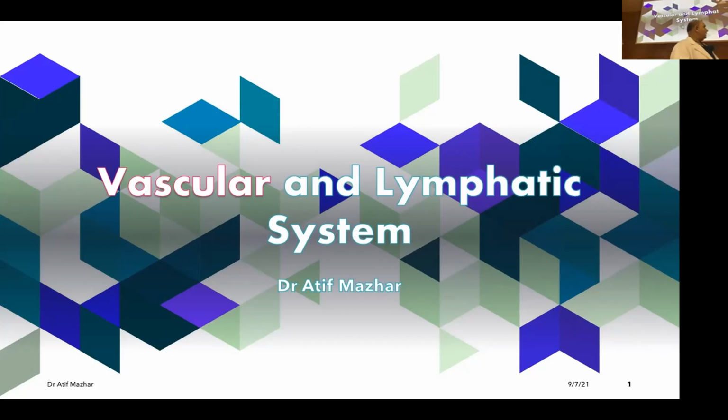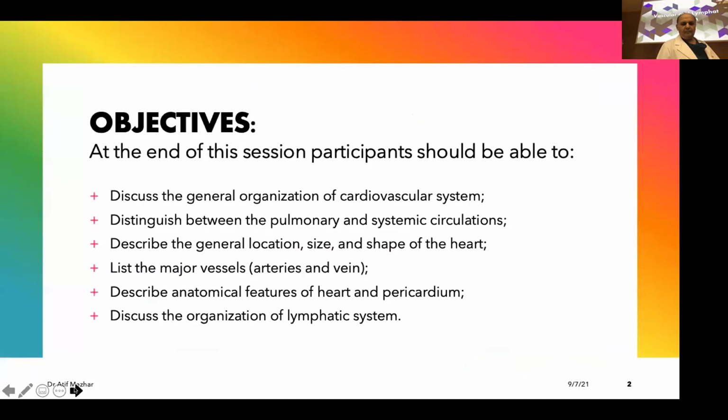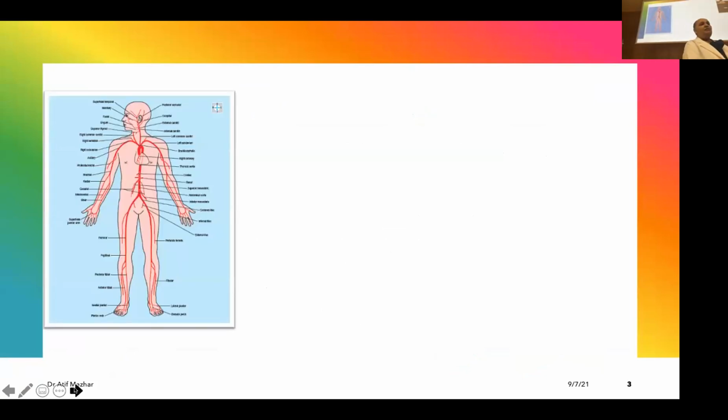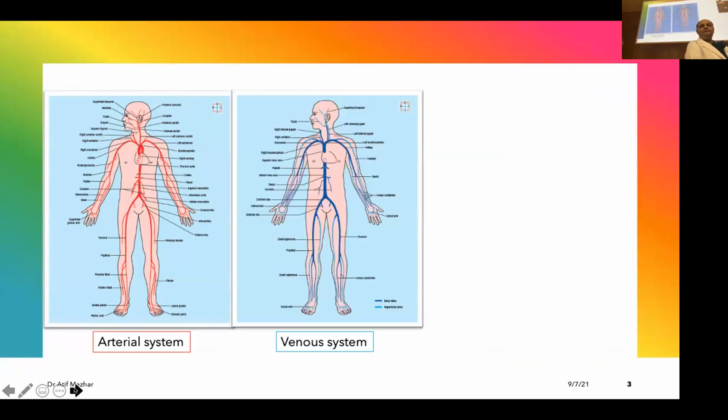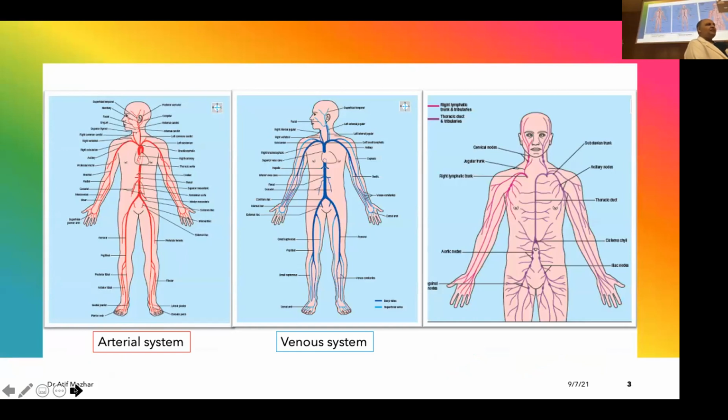So, okay, let's start. So these are my objectives. You can read yourself. Now, this is an overview of the arterial system in a human, the venous system and the lymphatic system. These are the three broad things which are supposed to be covered today. Just an overview.